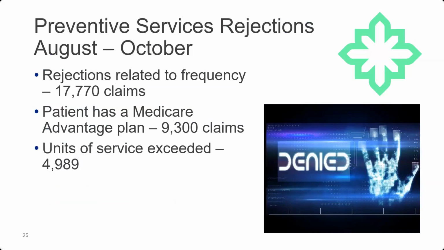Now, if we look at the preventive service rejections from August through October, the majority were related to frequency. I collected this data by looking at each of the procedure codes that you could use for billing preventive services, and then I looked at the top denials for each of those codes. The majority of the claims were rejected for frequency. The second highest was billing Medicare when the patient had a Medicare Advantage plan, and then rounding out the top three was units of service exceeded.